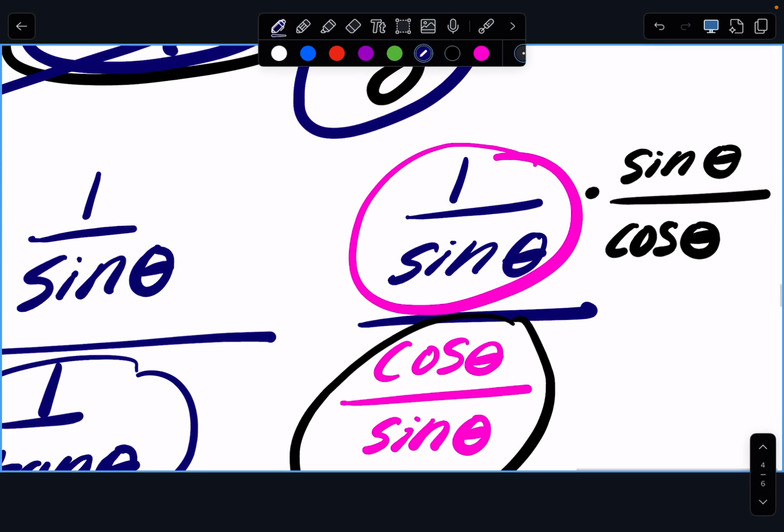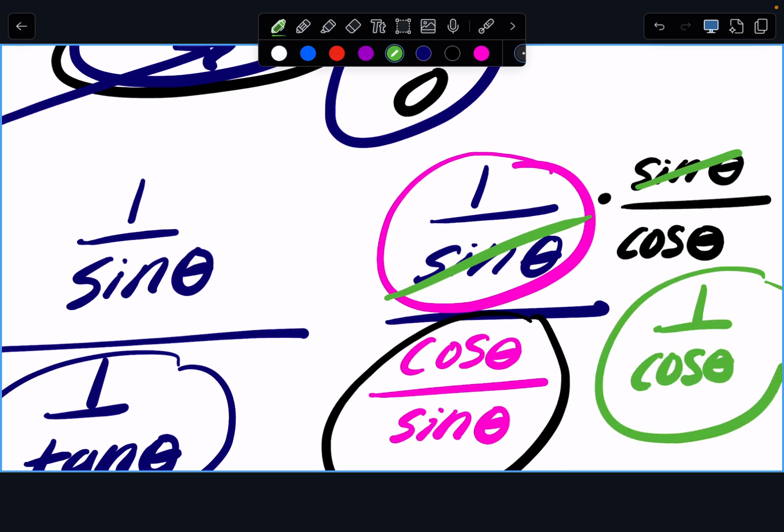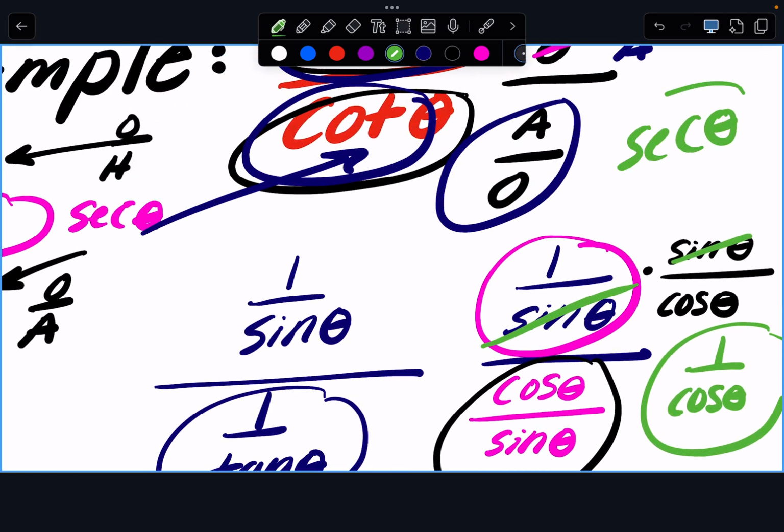The sines will cancel. That leaves me with 1 over cosine. Now look, 1 over cosine is not an answer I should be circling. Why? Because it has fractions. What is 1 over cosine as not a fraction? Secant. Right, everyone? So that would be your final answer, secant, because then it has no fractions.